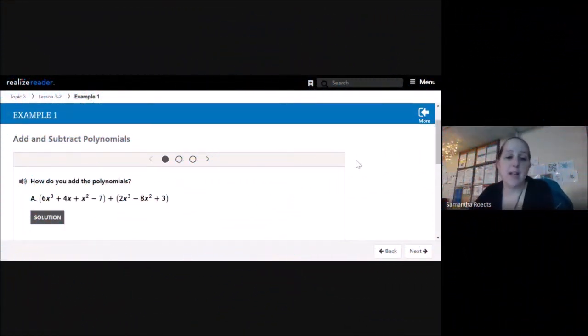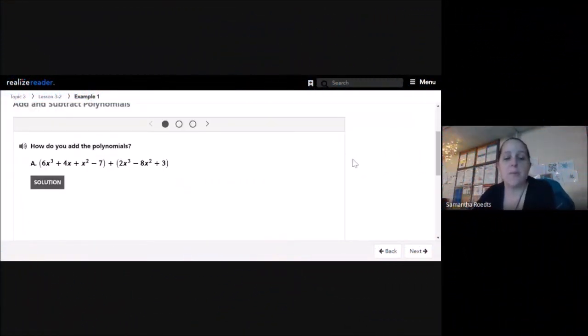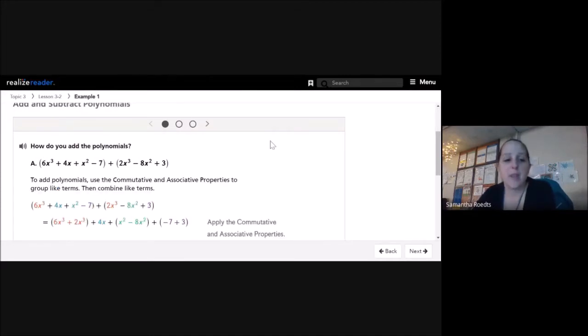All right, example 1, add and subtract polynomials. So how do you add polynomials? To add polynomials, I use the commutative and associative properties to group like terms. Then I combine those terms together. For example, 6x cubed plus 4x plus x squared minus 7, plus 2x cubed minus 8x squared plus 3. So I have a polynomial and a trinomial, 3 terms.